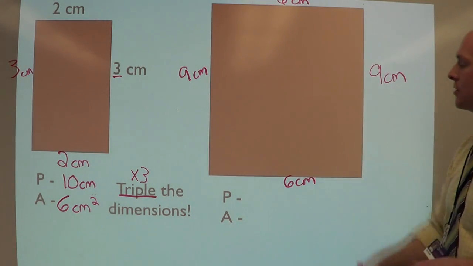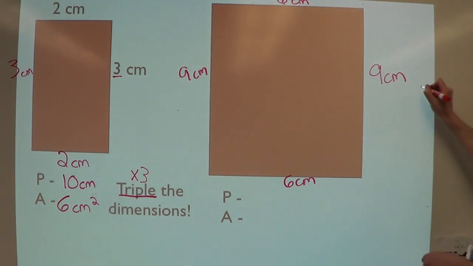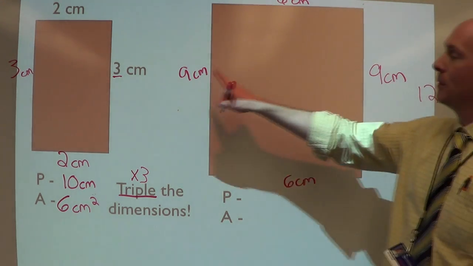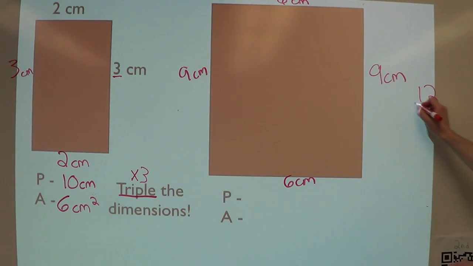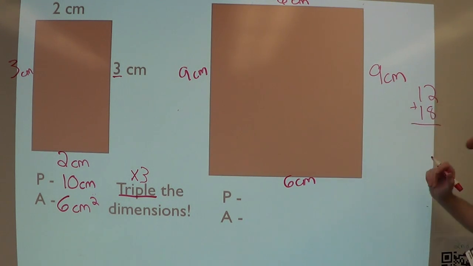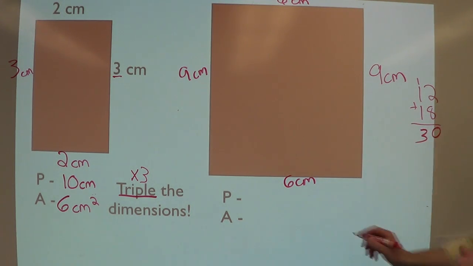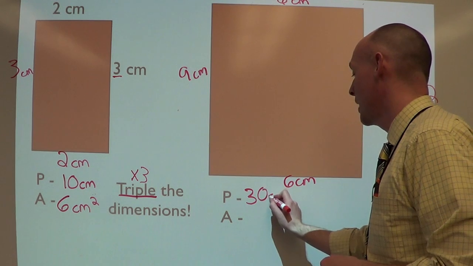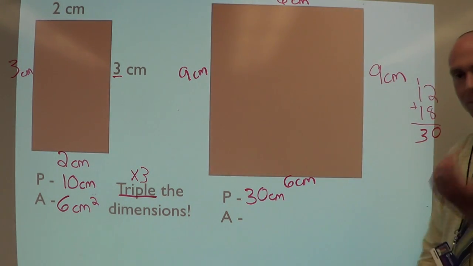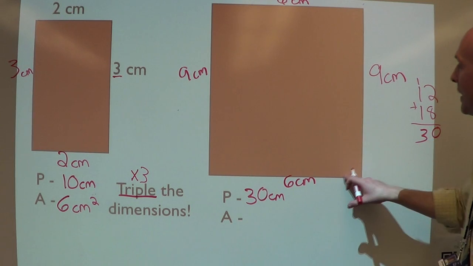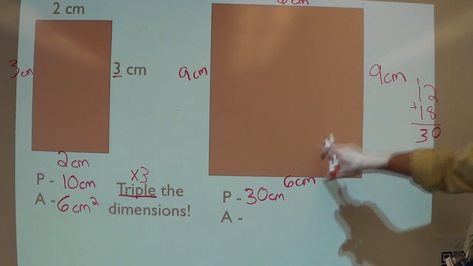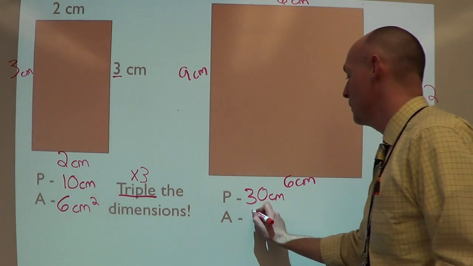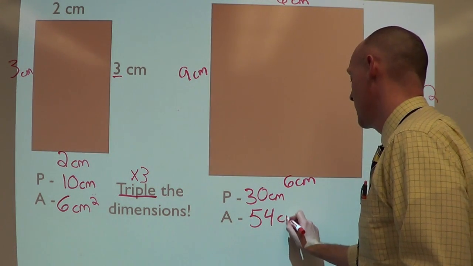Perimeter. Let's add up the sides. 6 plus 6 is 12. 9 plus 9 is 18. I can't do that in my head. I'm going to do it off to the side of my notes. You should do the same. 2 plus 8 is 10. 0 carry the 1. 1 plus 1 is 2. Plus 1 is 3. So my perimeter is now 30 centimeters. Okay. But what about my area? Area, base times height. 6 times 9, which is 54 centimeters squared.